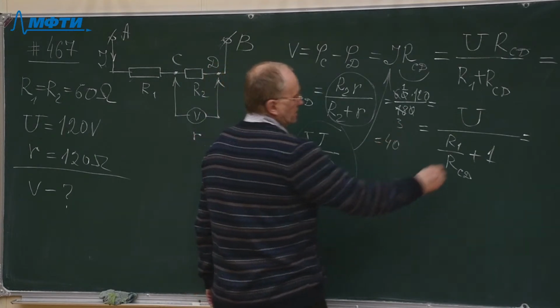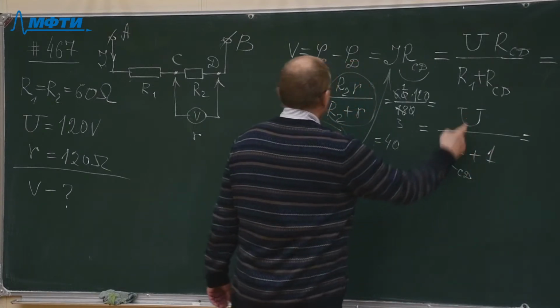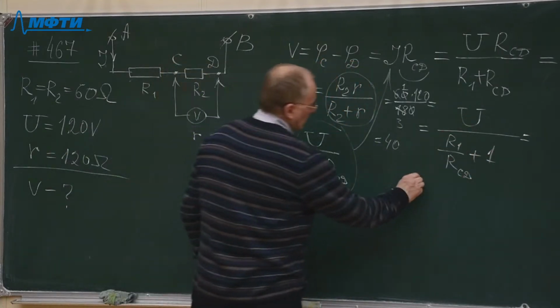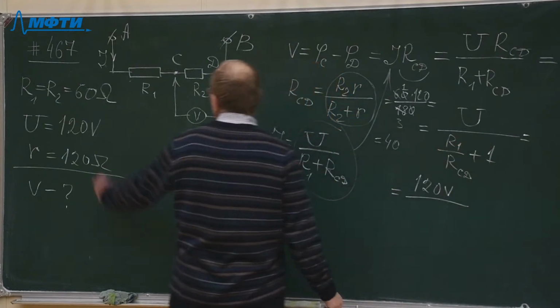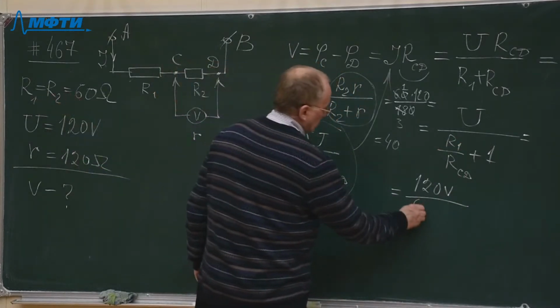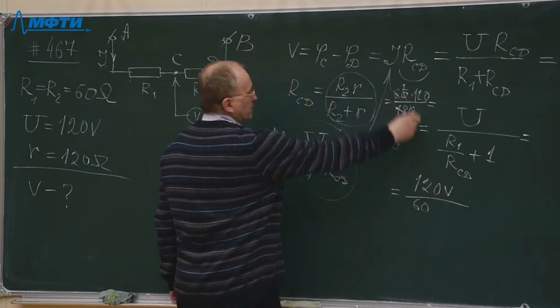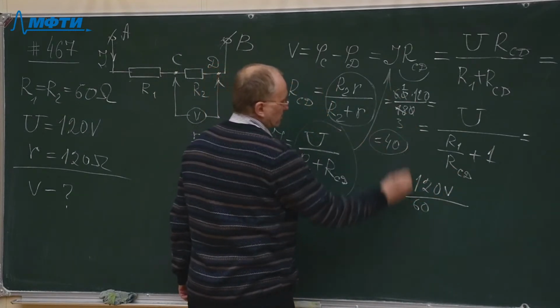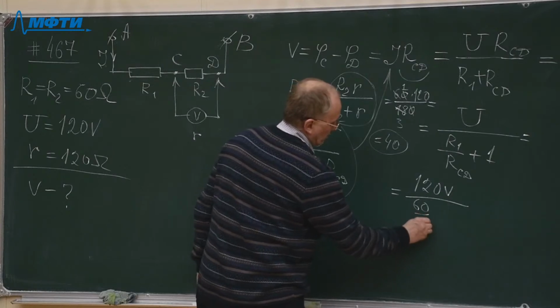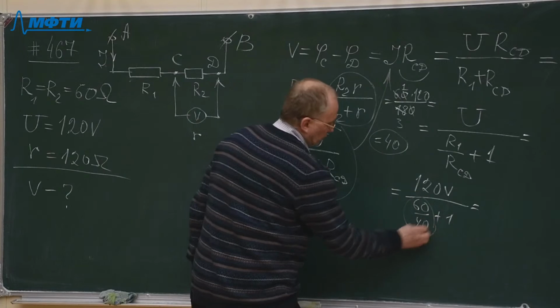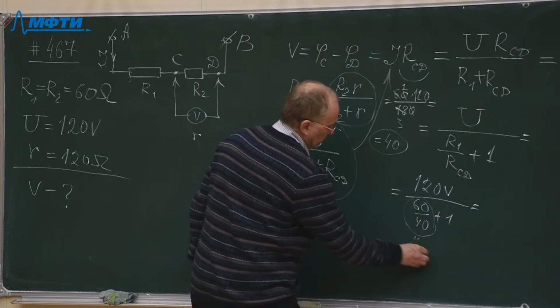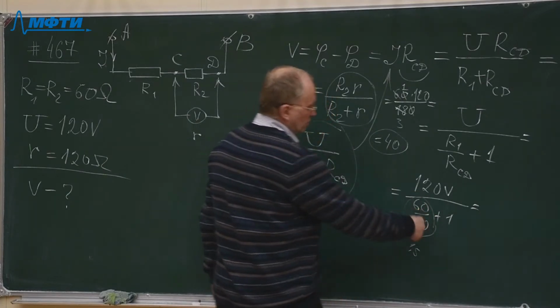And so in this formula we obtain U is given as 120 volts, and here we will have R1, that is 60, divided by RCD, which we have estimated as 40, plus 1. So that will be 1.5, and the denominator will be 2.5.